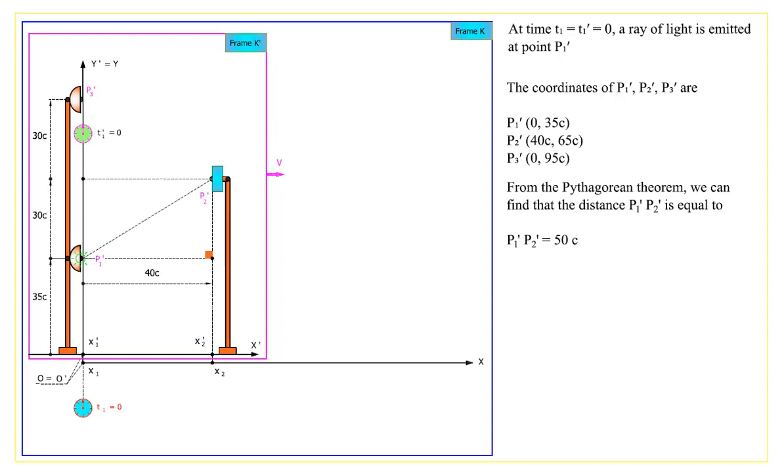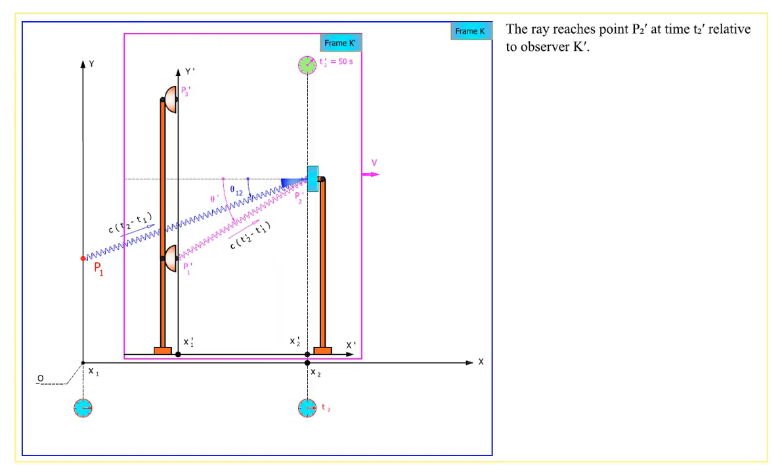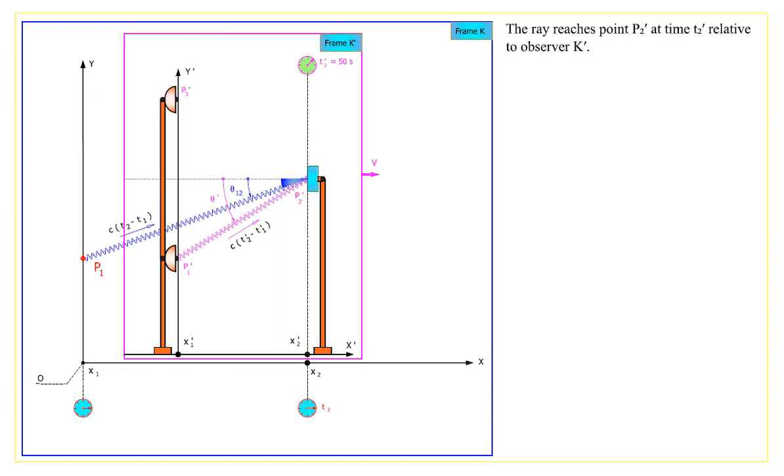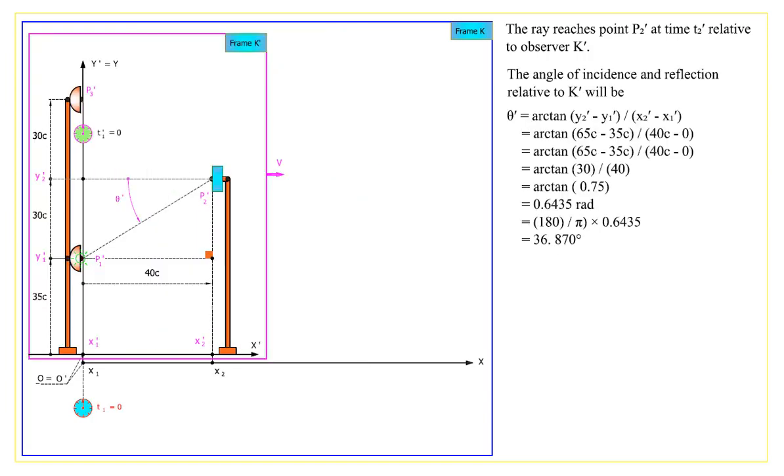From the Pythagorean theorem, we can find that the distance from p'1 to p'2 is equal to 50 c. The ray reaches point p'2 at time t'2 relative to observer k'. The angle of incidence and reflection relative to k' can be computed from the arctangent formula. Theta prime equals 36.870 degrees.